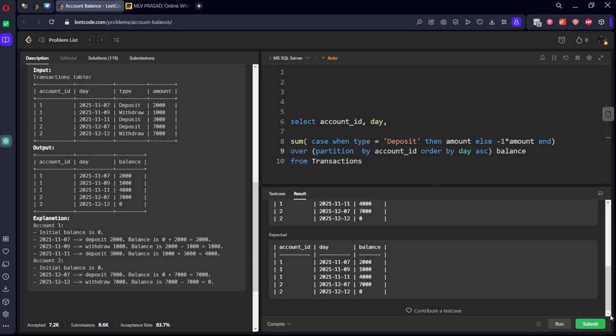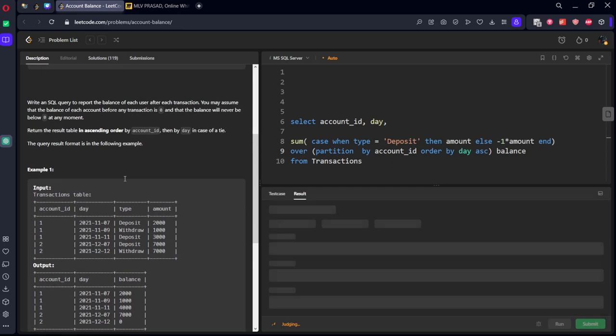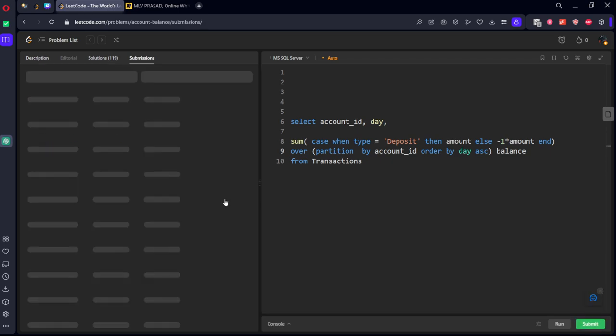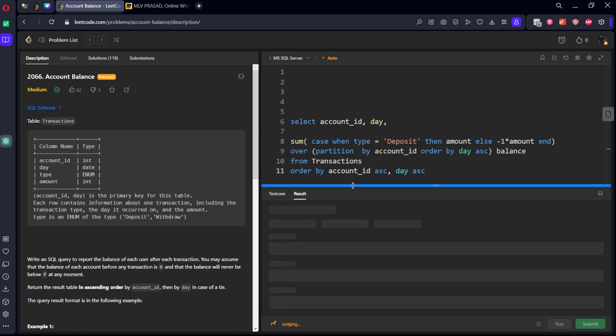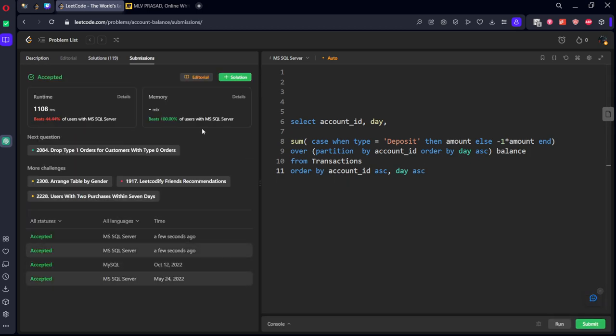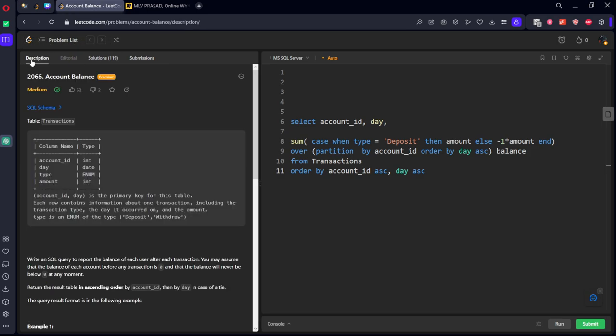Okay, it got accepted. Let's submit it. It got accepted, but there is a caveat here. You also need to order by account ID ascending, comma, day ascending. Even if you don't keep it, it will execute. Our solution has been successfully accepted with the platform.